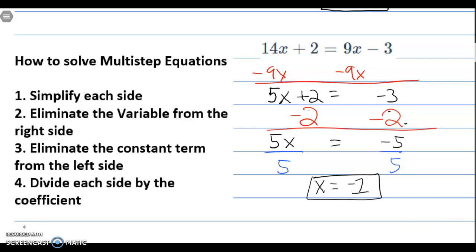Okay. Now, that is how you do a 3-step linear equation, or steps for solving a multi-step equation.